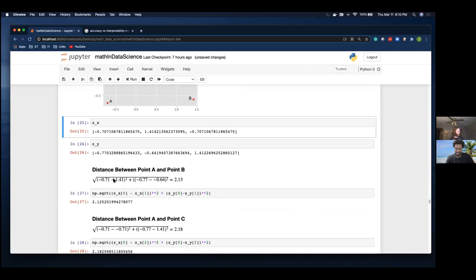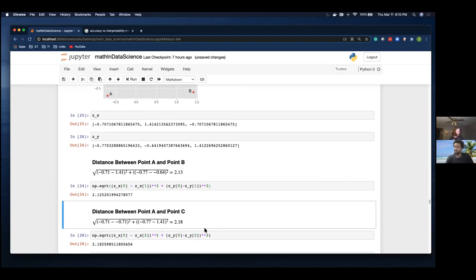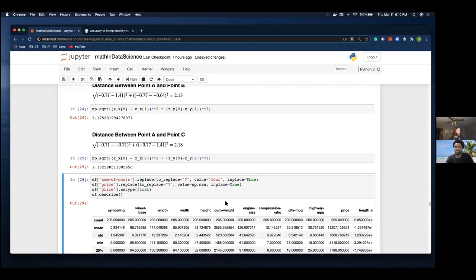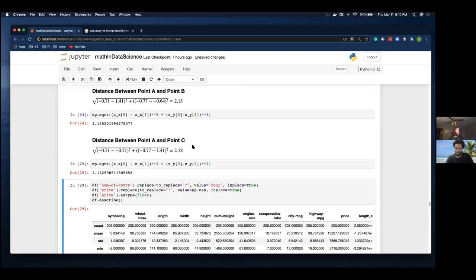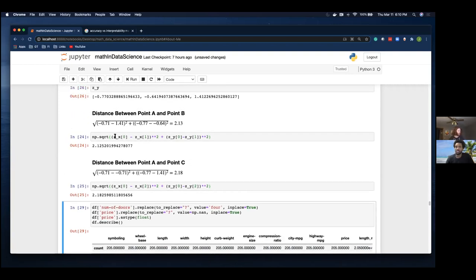So again, if I were to apply this, it's called Euclidean distance, the distance between A and B is 2.13. And the distance between A and C is 2.18. So these points are super, super, super close to each other. So that's an example of why you want to do a z-score transformation.